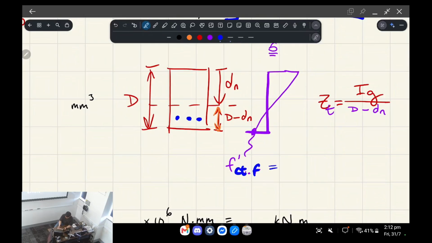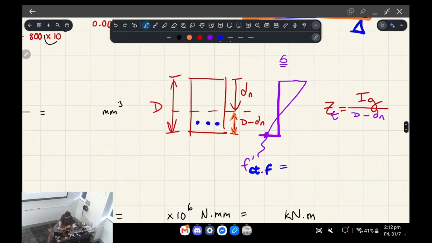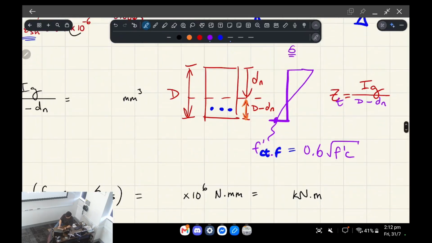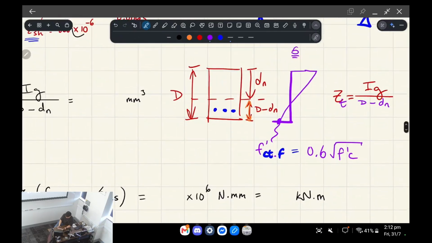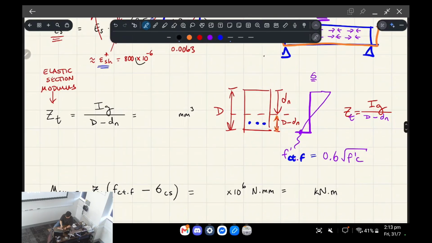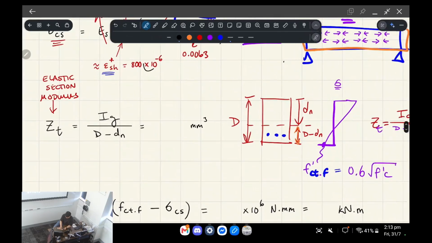So when we're experiencing tension and compression, this force couple, this is the tensile strength. And it has an approximation in AS3600, and it's equal to this, which we were learning about in week 4. So 0.6 square root f'c, that's the stress which is going to fracture the concrete, which we'll get to in the next step.